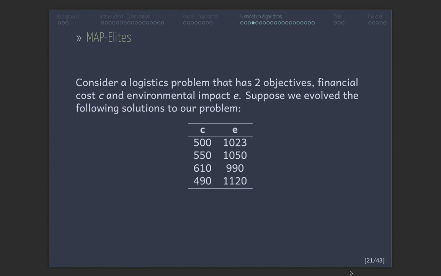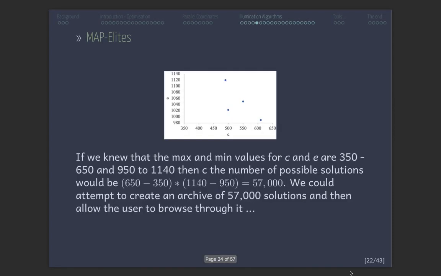So let's start off with a logistics problem that has two objectives. Keep life nice and simple. We have financial cost C and environmental impact E. Suppose we evolve the following solutions to our problem. Because this is a two-dimensional problem, we can plot this very easily in 2 dimensions. Now, if we happen to know that the maximum and minimum values for C and E are 350, 650, and 950, 1140, then the number of possible solutions would be 57,000. So what we could do, if we want to give the user choice, is simply start to build up a collection of all 57,000 solutions, and then allow the user to browse through it.